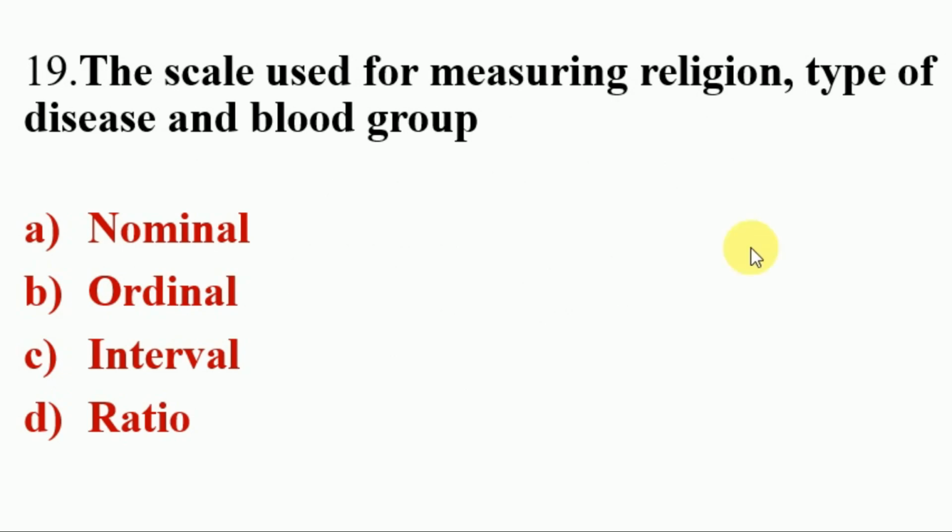Next question. The scale used for measuring religion, type of disease and blood group. Options: A. Nominal, B. Ordinal, C. Interval, D. Ratio. Answer is A. Nominal. This is the nominal scale.